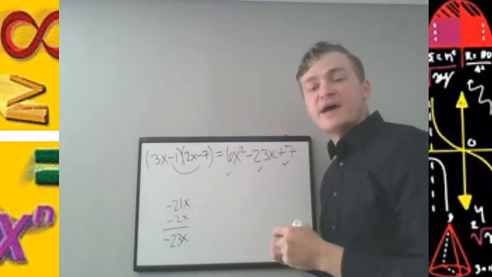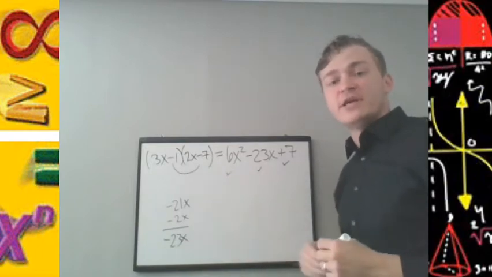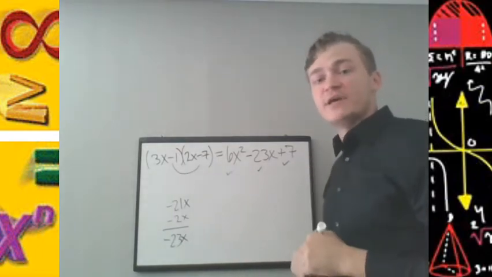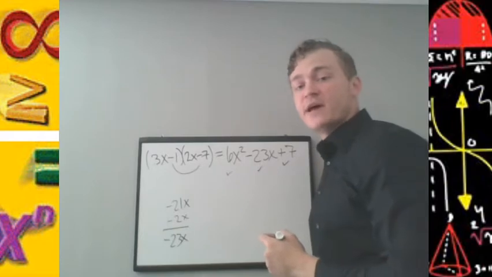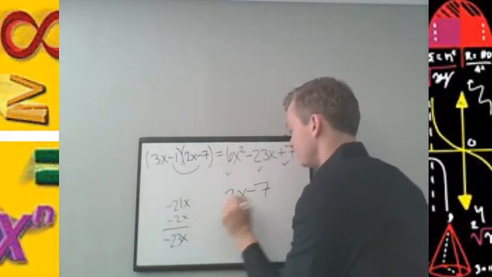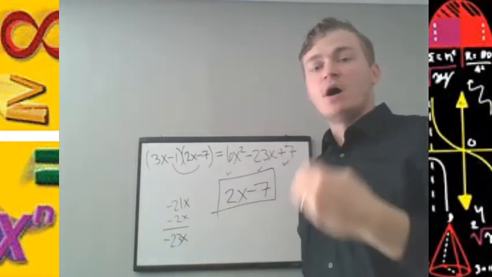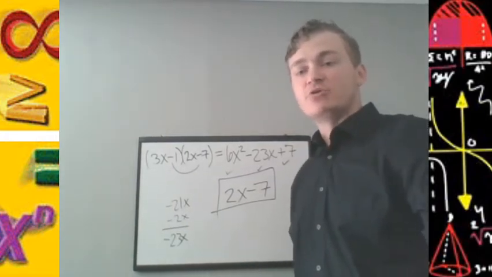Therefore, the missing factor that we need here in order to multiply 3x minus 1 in order to get 6x squared minus 23x plus 7 is the binomial factor 2x minus 7. So a binomial times a binomial, often resulting in the trinomials.